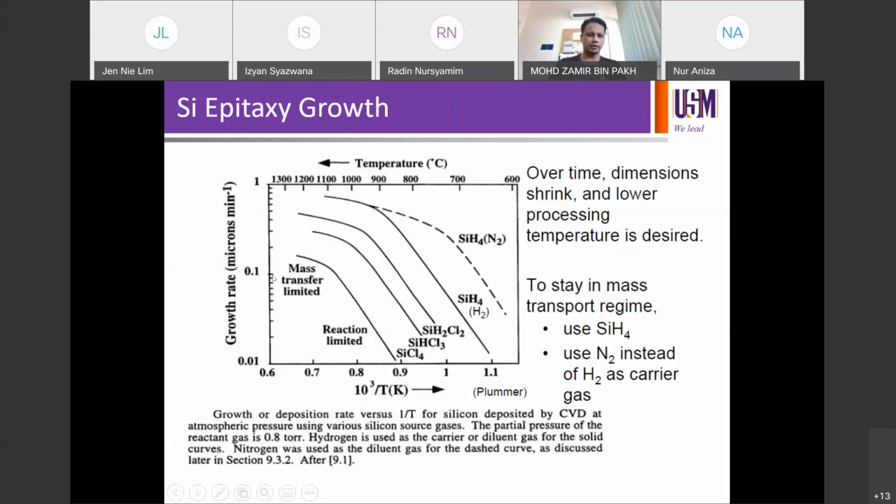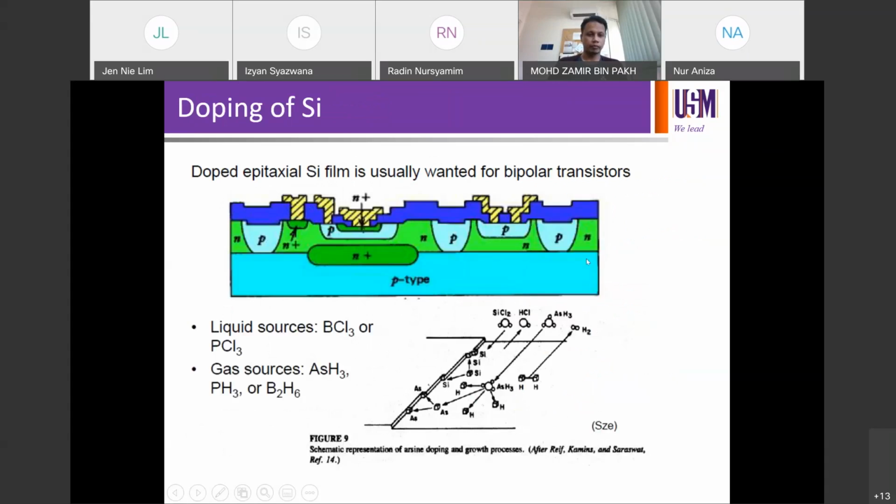Epitaxial growth, this is another graph to show about epitaxial growth, right? So temperature on the upper x-axis and reciprocal of temperature on the lower part of the x-axis, and the growth rate on the y-axis.